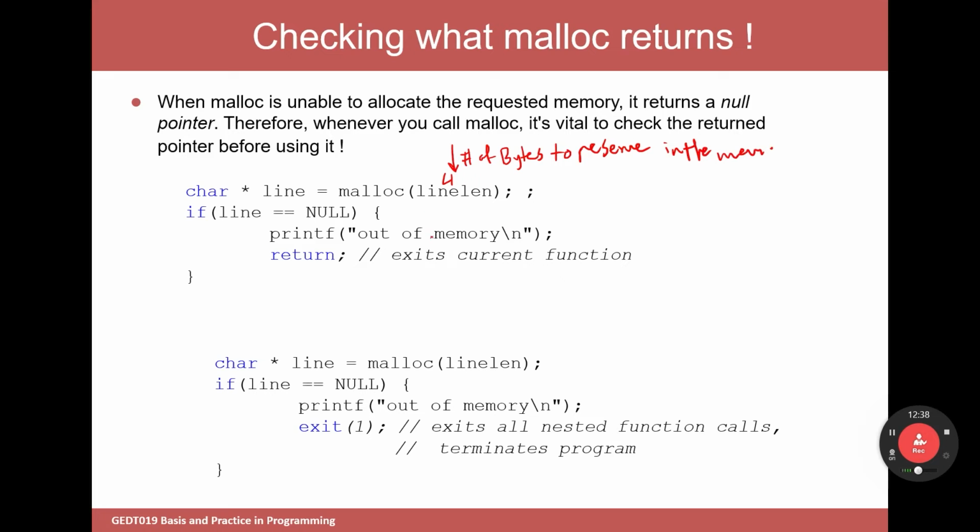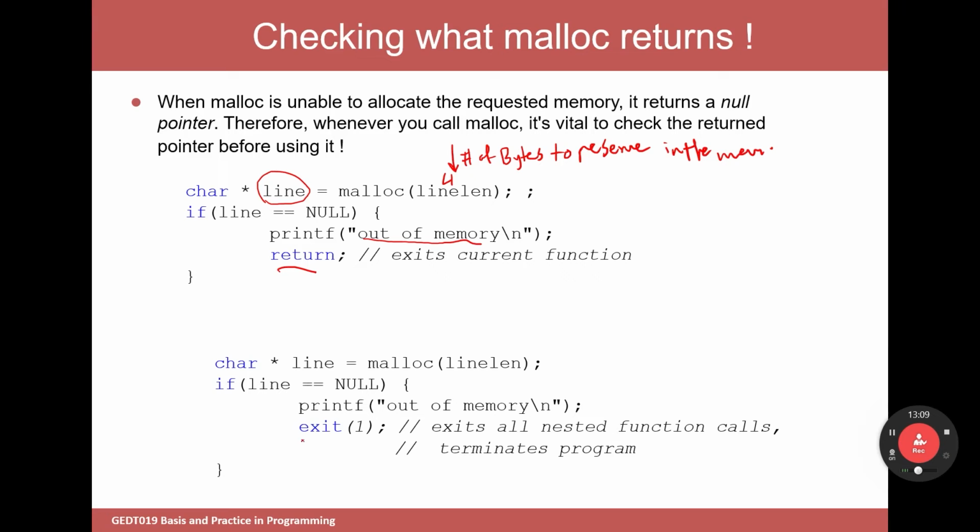So the number of bytes is reserved in the memory, and then after that, I will check, does this one equal null or not? If this one equals null, that means there is out of memory. That means you are not reserving. There is no memory, okay? And return. Return means just don't do anything. Just leave. If we put these lines in a function, in this case, the function will just exit. The function just exits without doing anything.